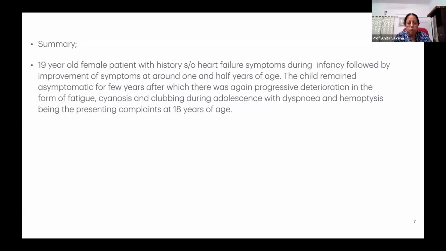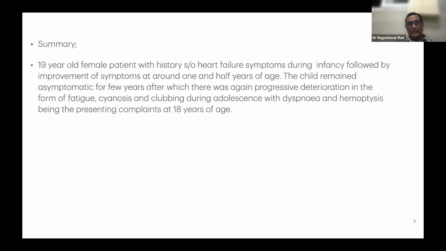Was there any history of failure to thrive also? Well, there is a history of poor weight gain in infancy. Although there is no history of recurrent chest infections in this child. Okay. All right. Dr. Rao and Dr. Jyotsna, please go ahead.